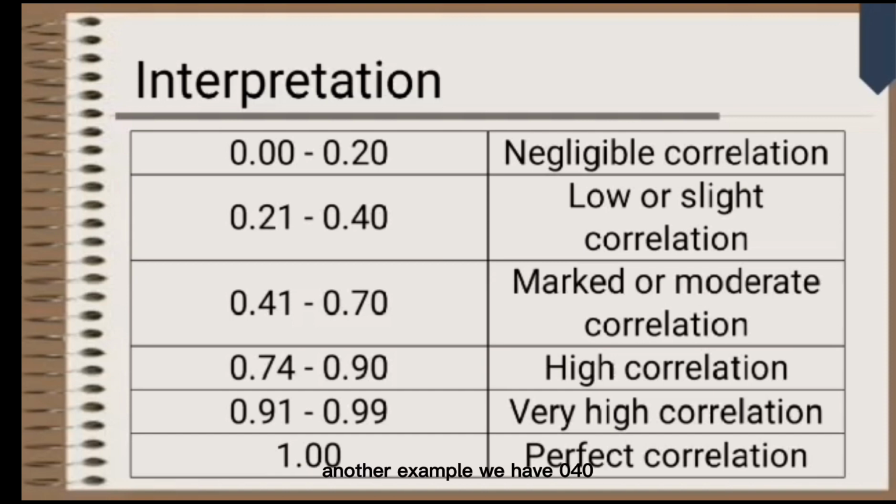Another example, we have 0.40. The kind of correlation is positive. Therefore, we can conclude that the final outcome of the score is a positive, marked or moderate correlation. I know it is a bit confusing, but you will further understand this with some examples to be reported by the next reporters.